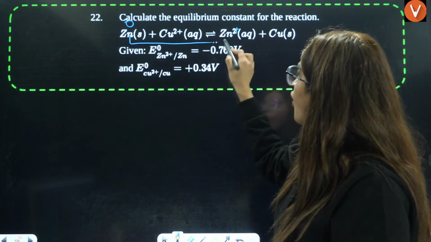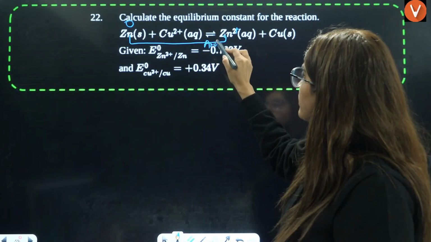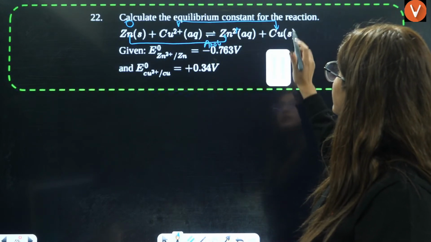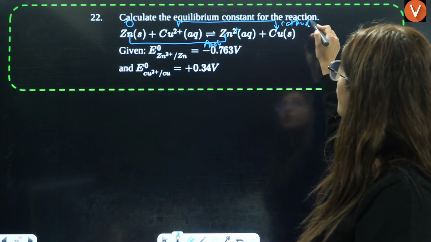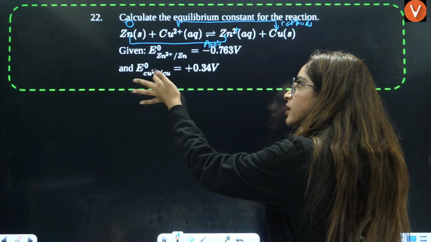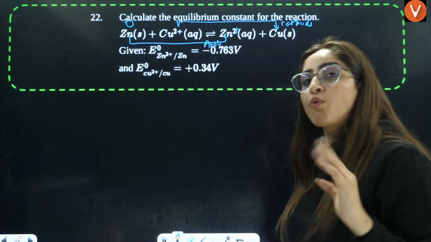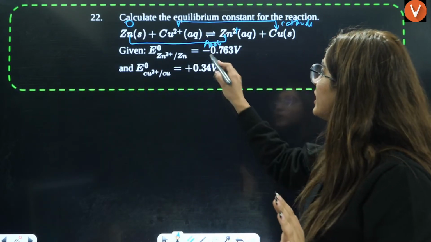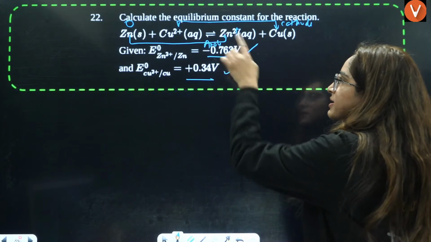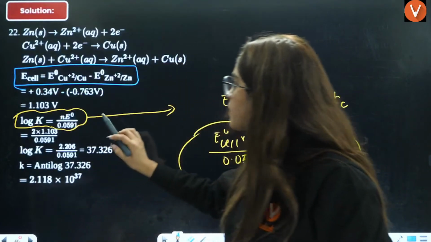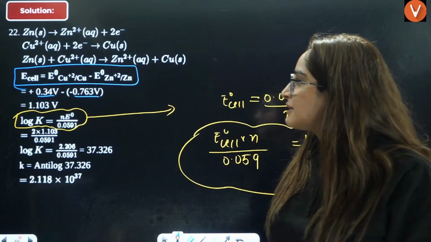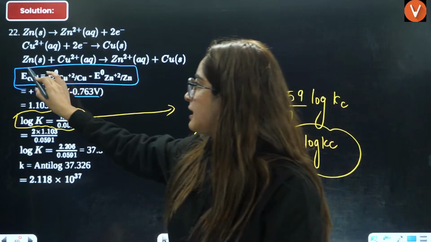That means oxidation number is increasing, that means this is under oxidation. This is anode, right? And here oxidation number is decreasing, that means it is under reduction. That is, it is cathode. So you will use the reduction potential. Both are reduction potentials. You will use the reduction potential of cathode minus anode. So 0.34, that's why we'll write here 0.34 minus of minus 0.763. That's how you get the value of E0 cell.